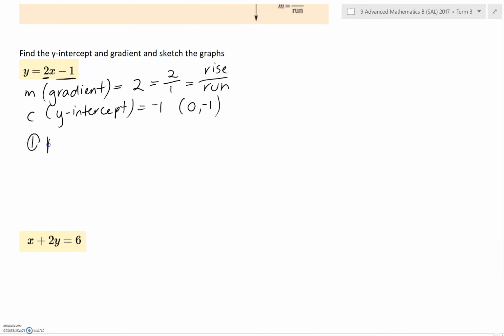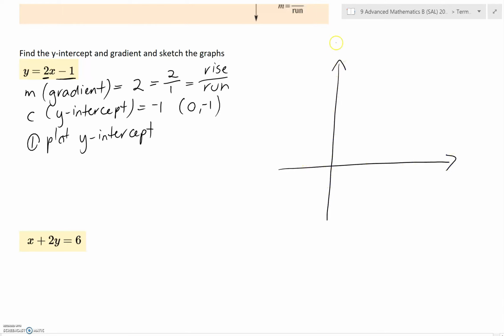So step 1, plot the y-intercept. So let's go ahead and do that. Now I'm going to draw my axes over here. Of course you're going to use a beautiful ruler to do that. Now, so I need some points. 1, 2, 3. Just going to do some in a few directions. So my y-intercept is (0, -1), so that will be down here on my y-axis.